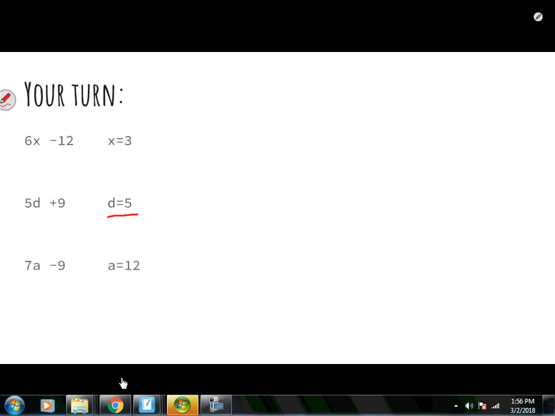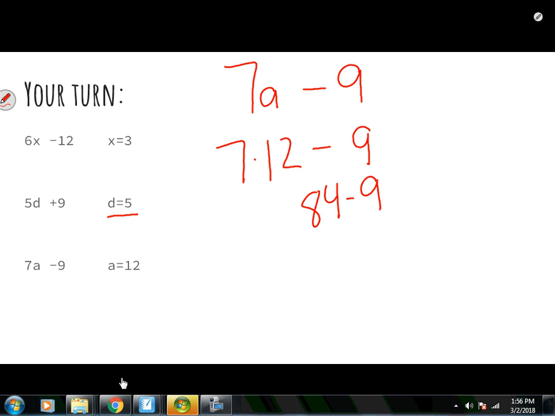And then finally, 7a minus 9, a is equal to 12. 7 times 12 minus 9, 84 minus 9 is equal to 75.